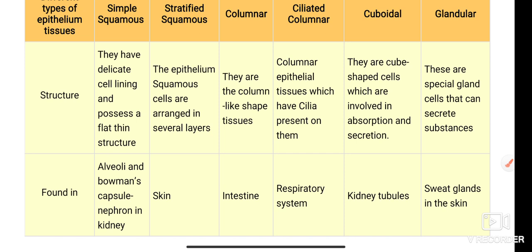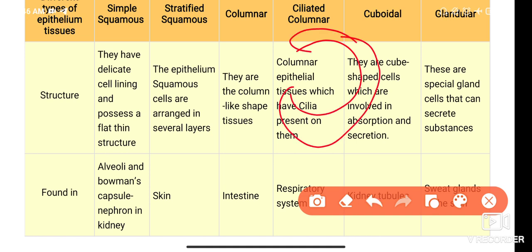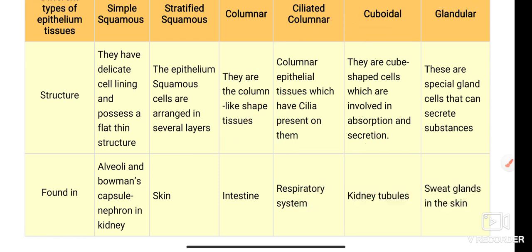So where is it found? Alveoli and Bowman's capsule of the nephron in the kidney. Alveoli are the smallest units of the lungs where gas exchange takes place, and they are made up of simple squamous tissue. Next is Bowman's capsule of the nephron. The nephron is the smallest functional unit of the kidney, and the structure through which the blood is filtered is known as Bowman's capsule. The layer of cells is made up of simple squamous.